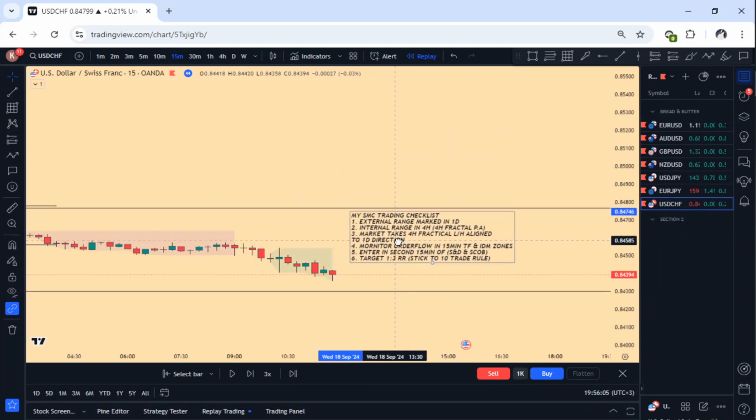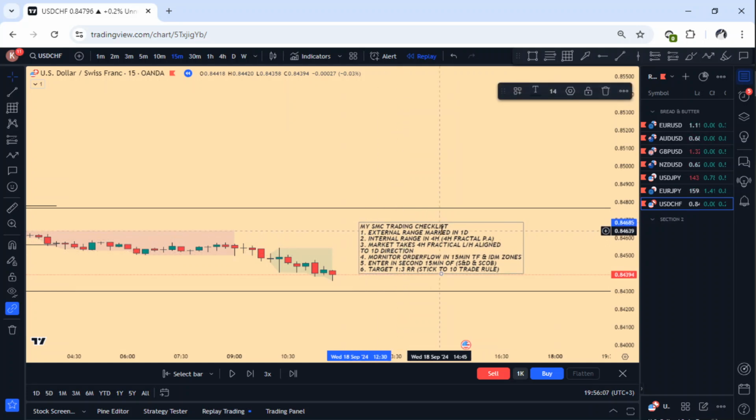But before it begins, we can confirm that we've marked the external range that we are trading in that day, and then we've marked the 4 hours internal range, 4 hours high and lows. We have confirmed that 4 hours is taking fractals in our direction, which is to sell, because daily is supposed to be selling. So we need to see 4 hours taking the lows of the previous candle.